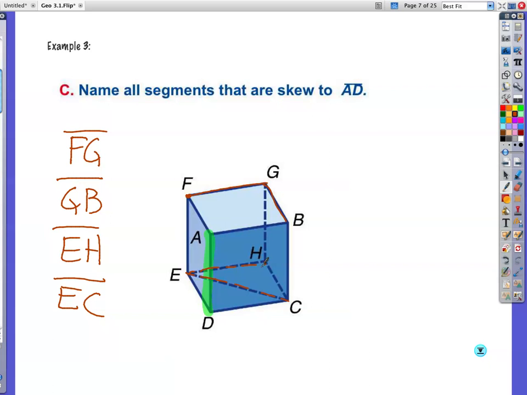If I put down GH, that would be incorrect because GH is parallel, BC is parallel, FE is parallel, CD intersects, ED intersects, and that's all I'm seeing as far as skew. Ooh, wait a minute. I almost missed one. I believe this line right here, HC, is skew as well. Okay.